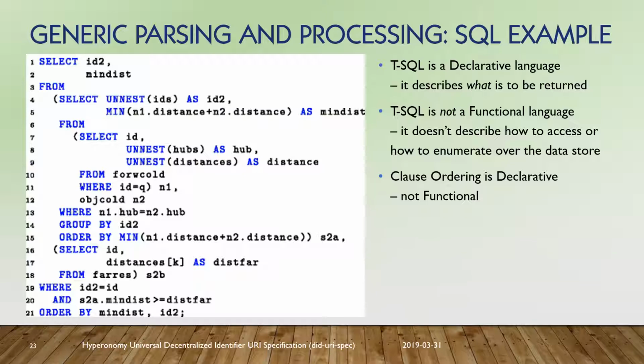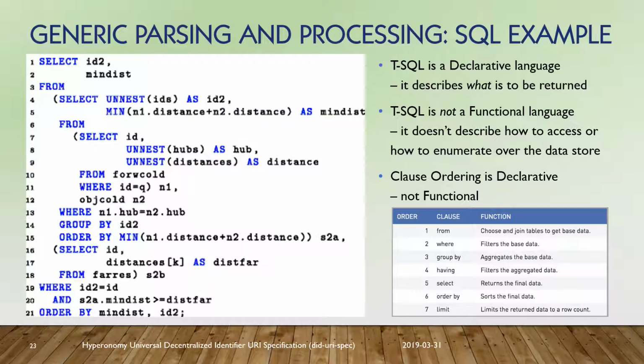So T-SQL, just to repeat a bit, is a declarative language. It describes what is to be returned. It's not a functional language. It doesn't describe how to access or how to enumerate over the data store. And here's what's called the clause ordering, the SQL Server clause ordering. That ordering is declarative. It's not functional. It says to process these in order, but this is processing things in order from a what perspective. It's up again to the semantic analysis, the optimizer, and the execution engine to actually bridge from the what to the how.